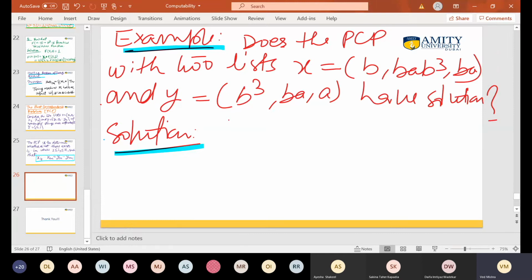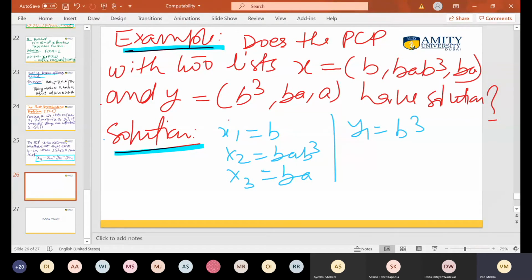What exactly do you have to do? What is x1 here? B. x2 is BAB cube, and x3 is BA. y1 is B cube, y2 is BA, and y3 is A. Isn't it? Now you have to find a sequence, whether a solution exists for this or not.